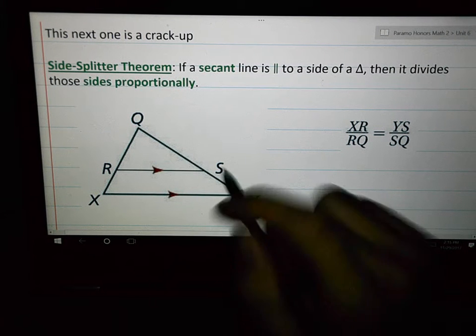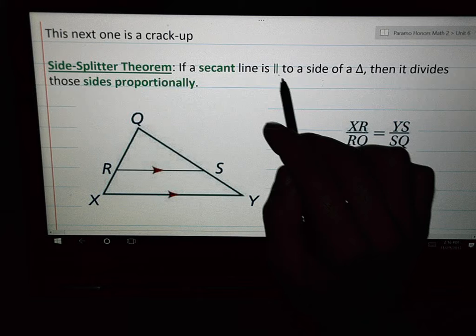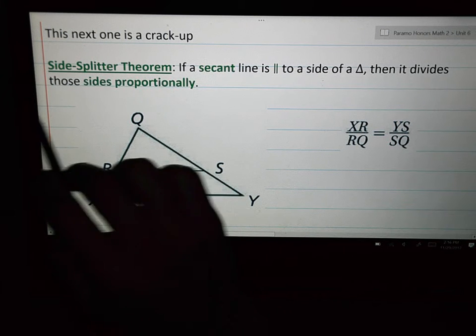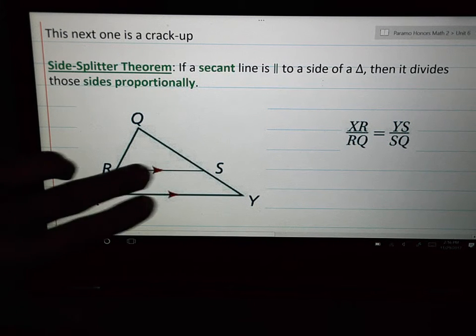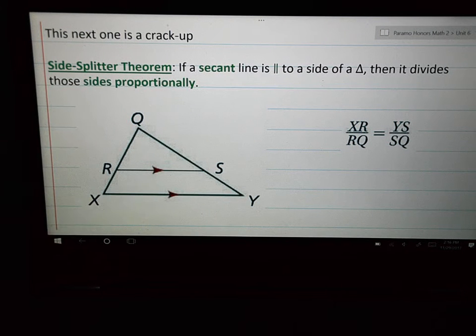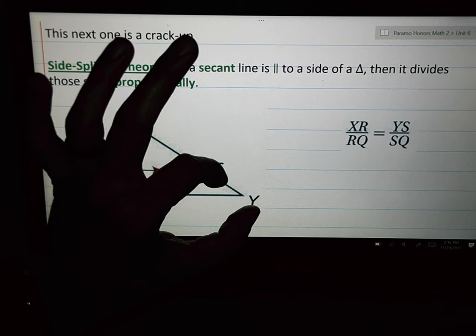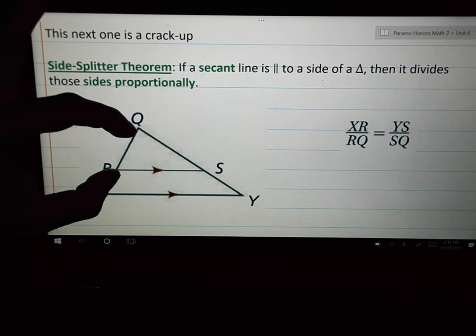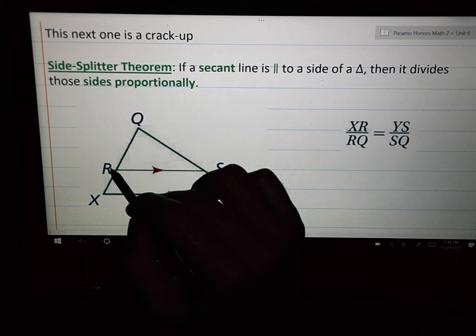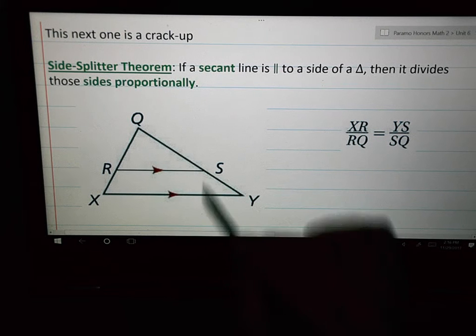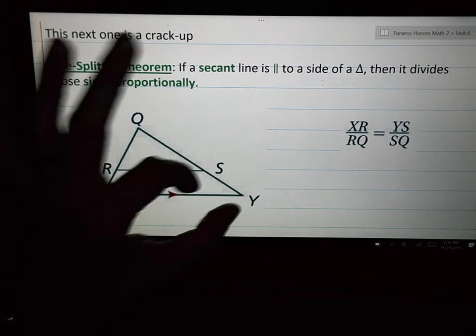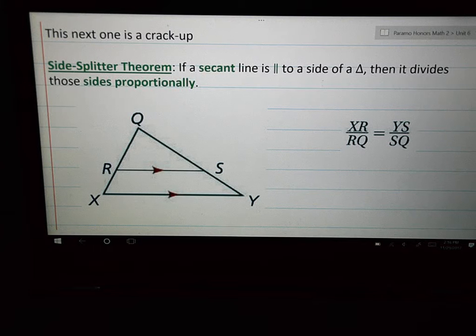Side splitter theorem. If a secant line is parallel to a side of a triangle, then it divides those sides proportionally. If we have something that splits the side of a triangle and it's parallel, it has to be parallel for this to work, then this little piece here will be proportional to that little piece there with the left side and the left side. Think of it as the left side of the triangle and the right side of the triangle. The little piece will be in proportion to that. These ratios will be the same. That is called the side splitter theorem.